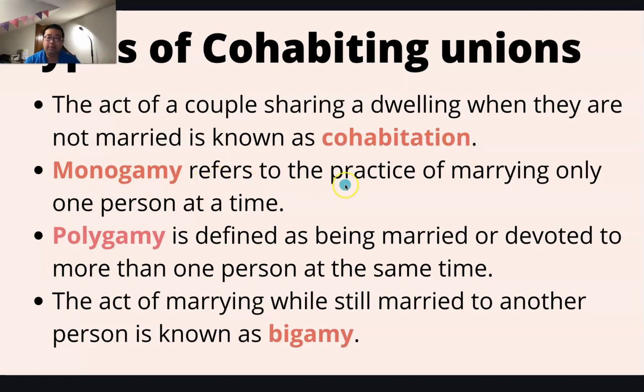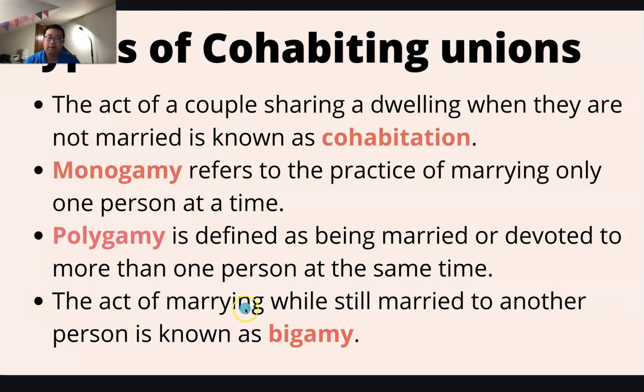Monogamy refers to the practice of marrying only one person at a time, which we perceive as a very formal and general consensus of union formation. Polygamy is defined as being married and devoted to more than one person at the same time. I'm not sure about your beliefs, culture and philosophy, but this is not widely accepted in the United States these days.